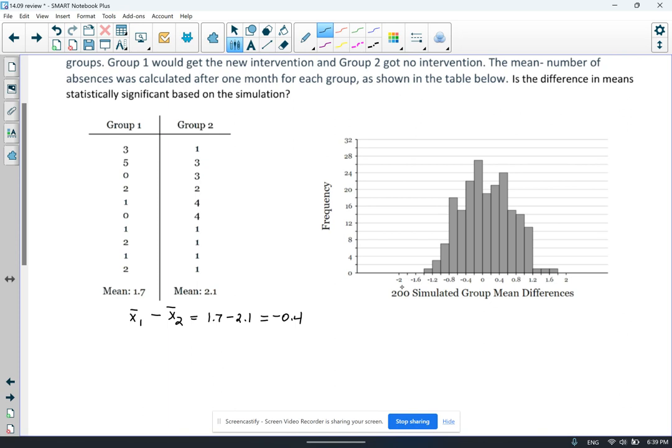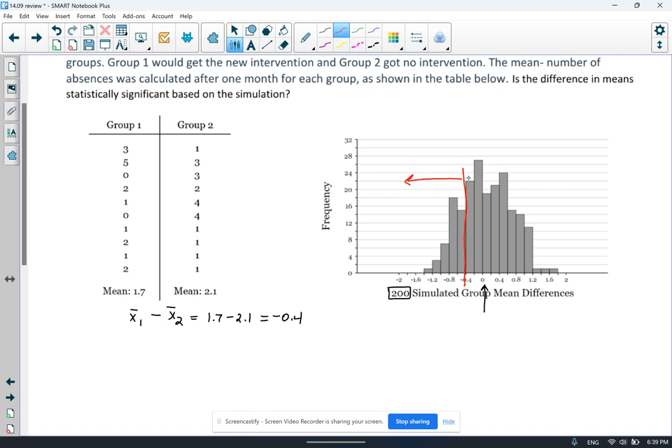They created this simulation, and the simulation assumes that there's no difference between the groups and then runs samples. They re-randomize this group of data 200 times, calculate the mean for both groups, and that's how they came up with the simulation. And you're going to use the results of the simulation to determine if that difference of negative 0.4 is statistically significant. Since it's negative 0.4, you're going to go towards the left. If you had gone the other direction, you would have gone towards the right and used the positive 0.4.